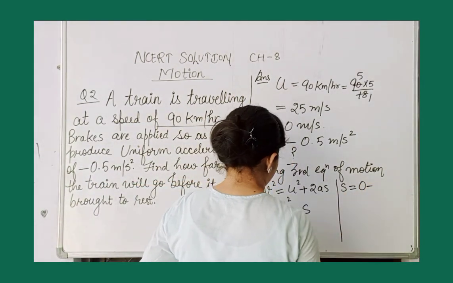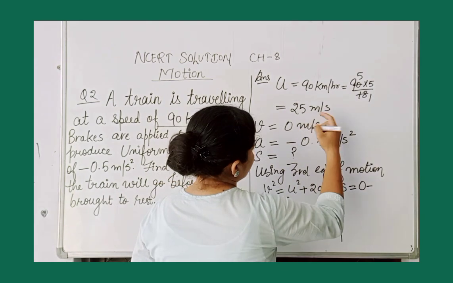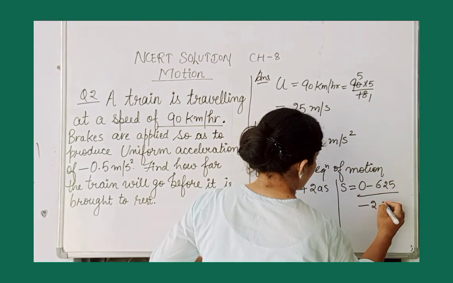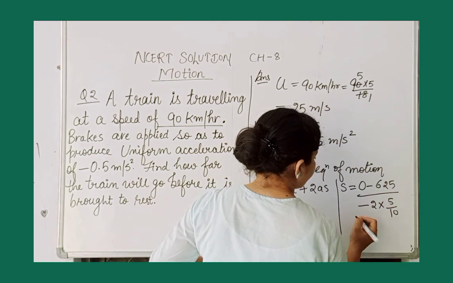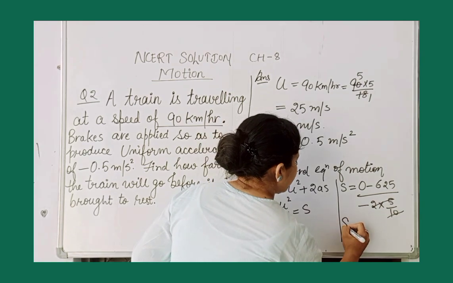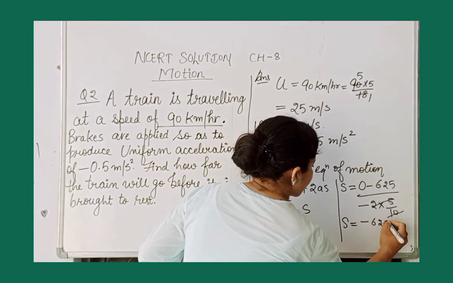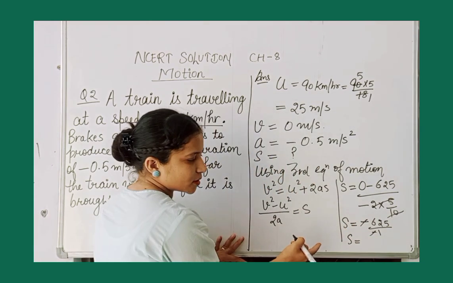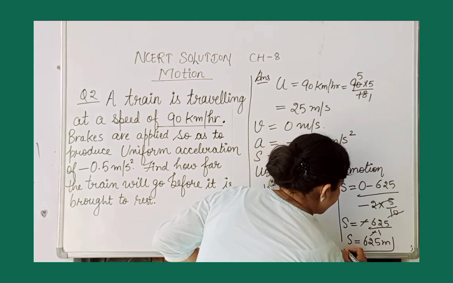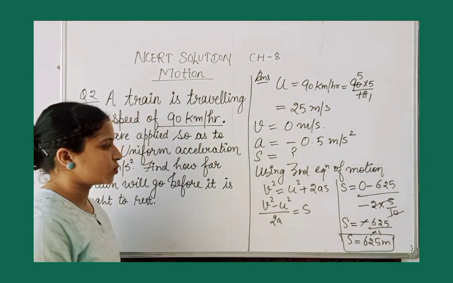So it is 0 minus 25 square, that is 625, divided by minus 2 into 0.5. So it would be 625 upon minus 1. The minus signs will cancel each other, so 625 meters is the correct answer of this question.